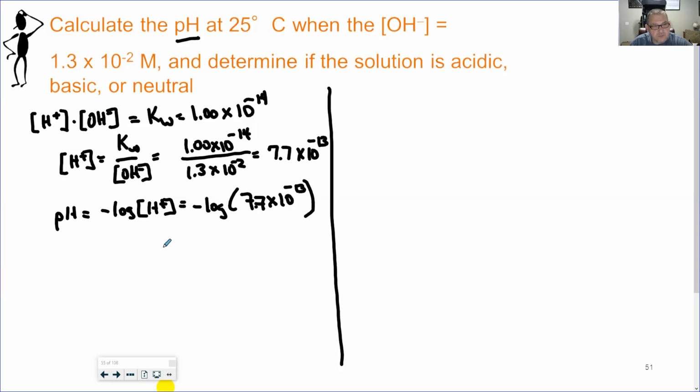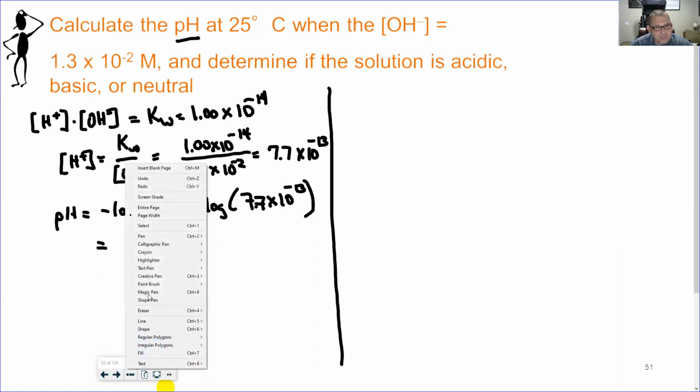All right, so once I learn how to use the calculator a little bit, it gives me a value of 12.1 or 12.11. So 12.11, that's substantially greater than 7. So if it's greater than 7, that means it's a basic pH. So that would be one way to answer that problem. But let me show you a different approach that'll get you to the same place.